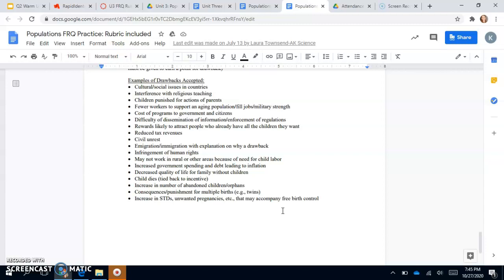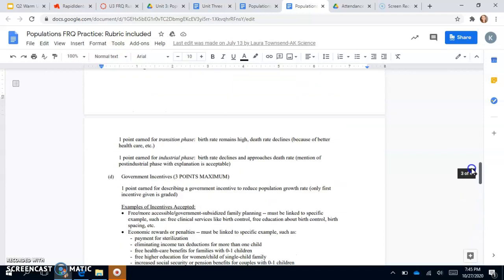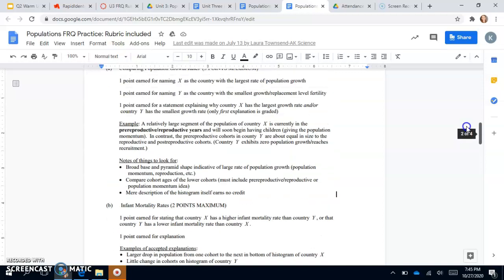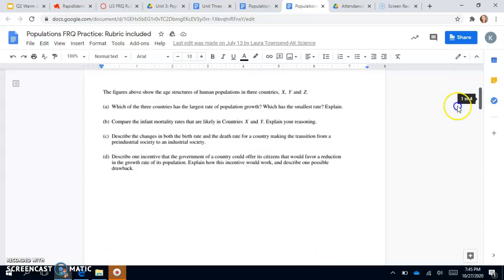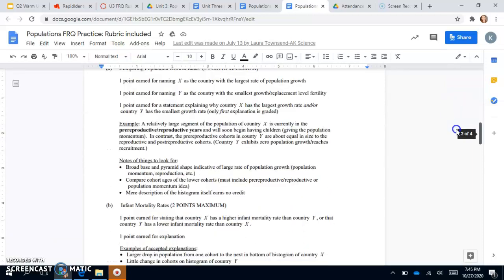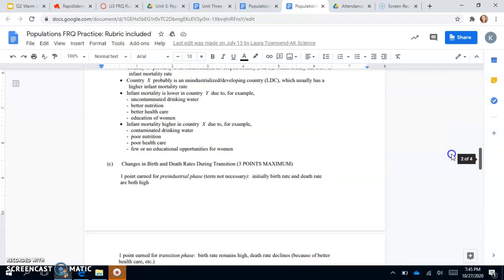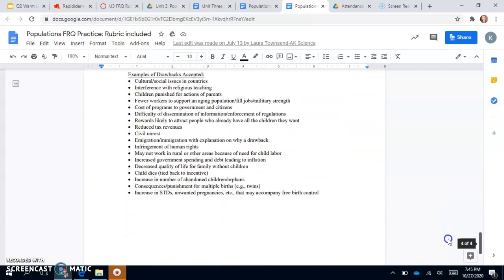So I'm going to post this rubric so that you guys can review it. There are 10 possible points. You can make sure. 3, 6, 9. Is there really 9? I think I'm missing one somewhere. 3, 4, 5, 6, 7, 8, 9, 10, 11. Okay, so there's 11 possible points.